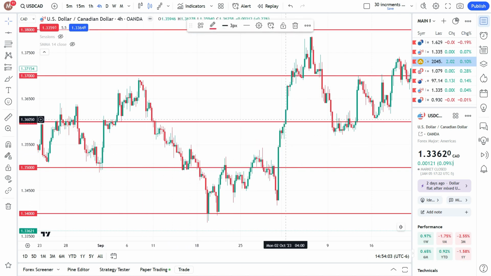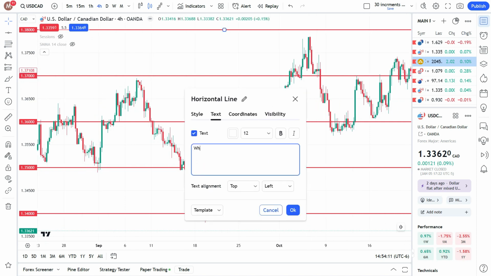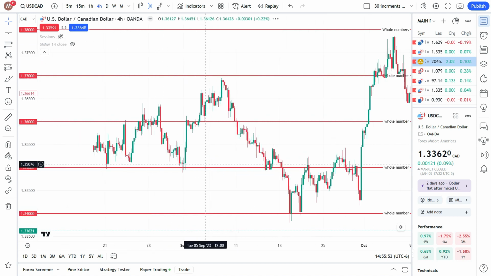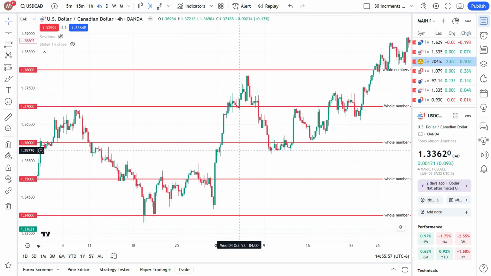That's why psychological levels are important to know, and they can really help you. And then we have the 138 level right there. So these are our whole numbers. Now that I marked up all my whole numbers, I have 134, 135, 136, 137, and 138. You can just see how price reacts off of these levels. You can see it visually.